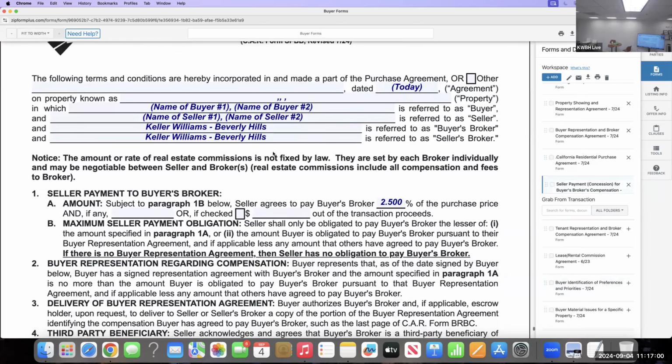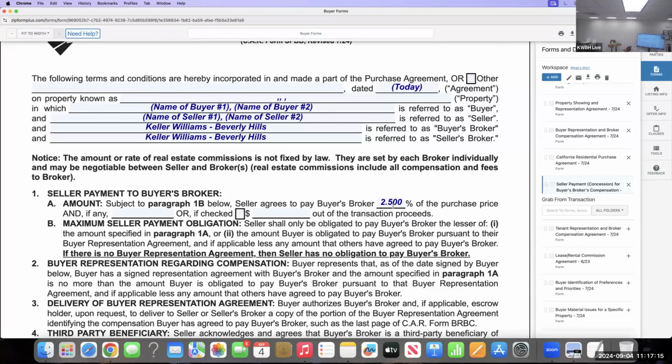Seller payment. So basically, when I write my offer, I'm putting in here 2.5%. With the offer, they're getting this. When I check that box, this is getting included. So this is all the seller and listing agent are seeing right now.